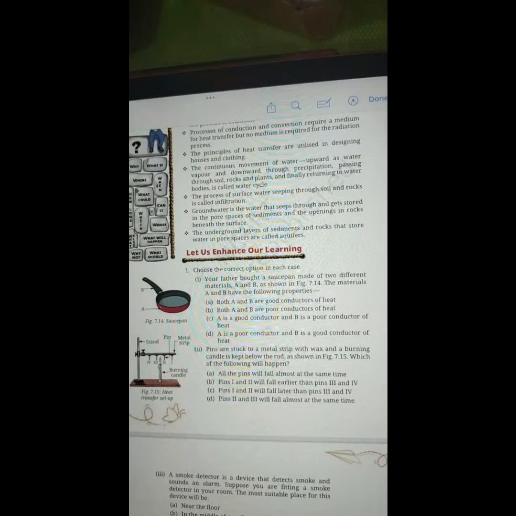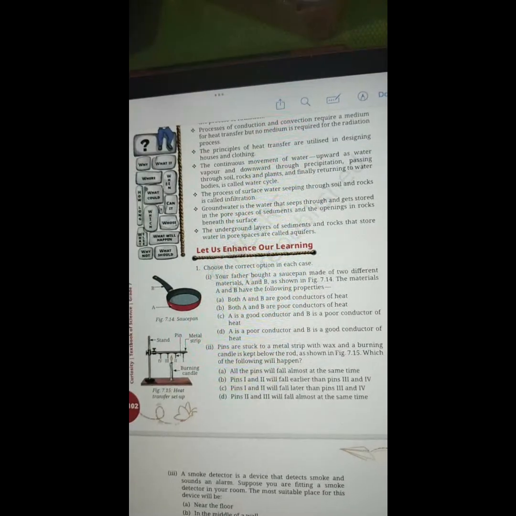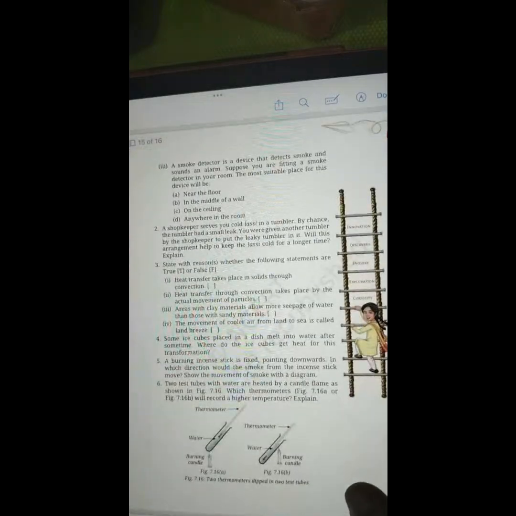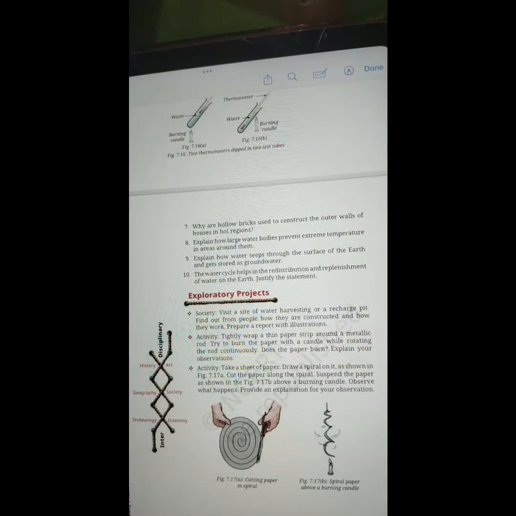Let us enhance our learning. You can pause the video here. The diagram should also be clear to you. I hope it is now. As we move ahead to the next page, we have another set of questions. You can pause and practice once your chapter is done. And with this, the last page is here, which also has a few questions. In case you are interested in the exploratory projects, you can also go ahead and perform these exercises as well.